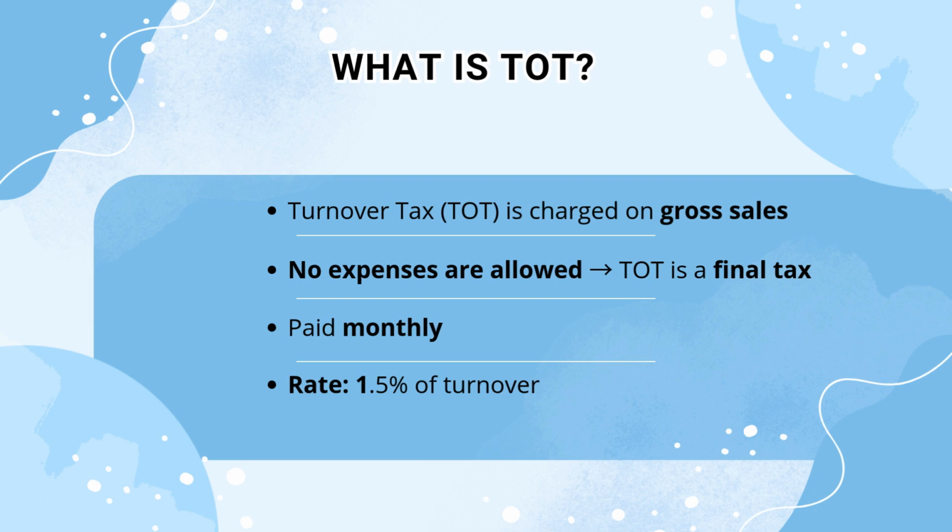What is turnover tax or TOT? Turnover tax is a tax charged on the total sales of your business. This means it is calculated on your gross sales, not on your profit. You cannot deduct expenses like rent, salaries, or materials.